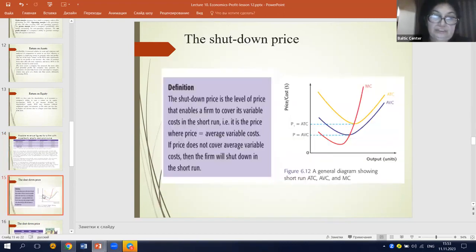Okay. Shutdown, убыточная, значит, цена убыточная, да? Здесь definition. The shutdown price is a level of price that enables a firm to cover its variable costs in the short run. So that is the price is a price where the price is average variable costs. If the price does not cover average variable cost, then the firm will shut down in a short run.